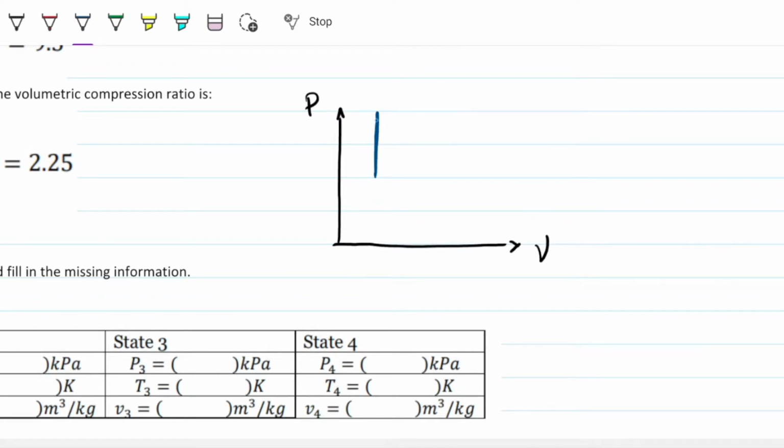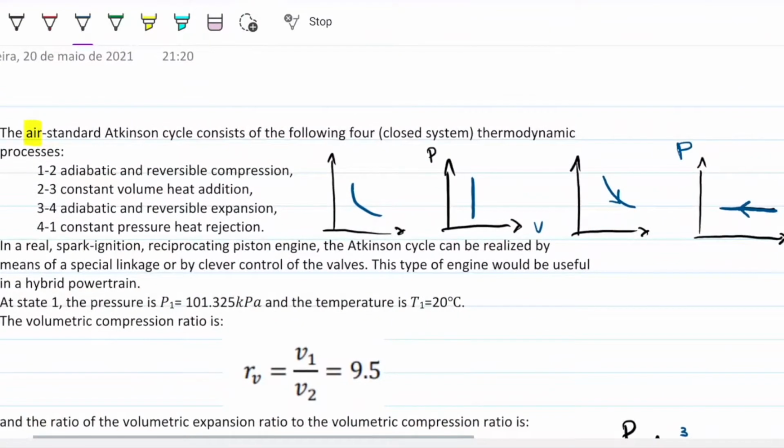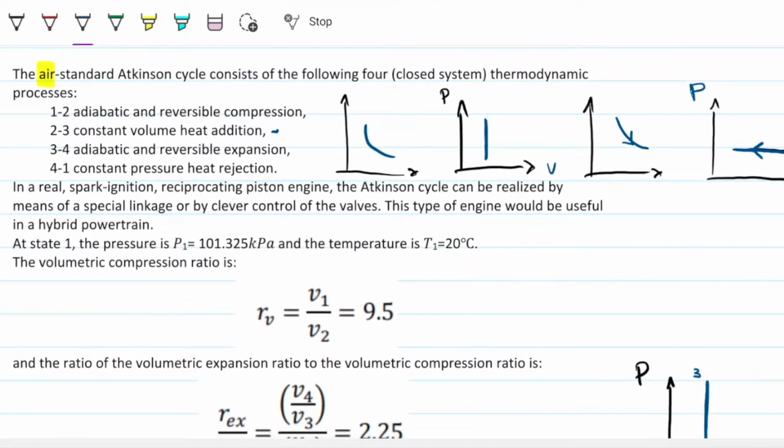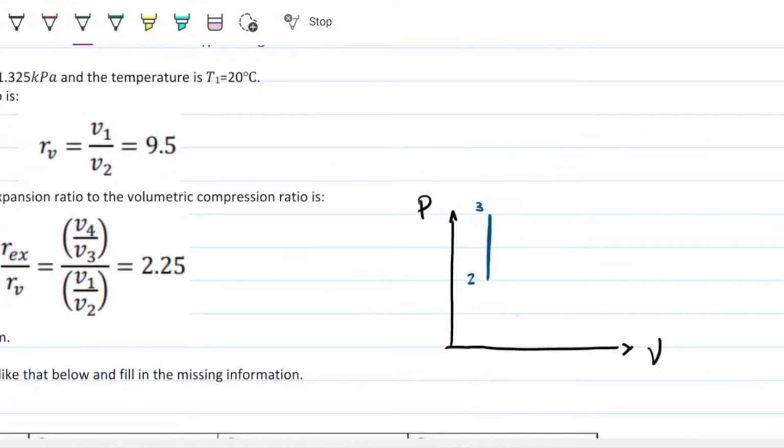volume. And this is from 2 to 3, if you recall, right? The constant volume process, this one here. Constant volume heat addition. And the other one, which is the constant pressure heat rejection. We'll do down here. So this is 4 and then back to 1.